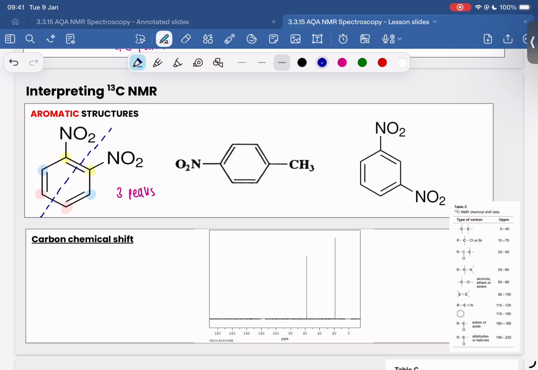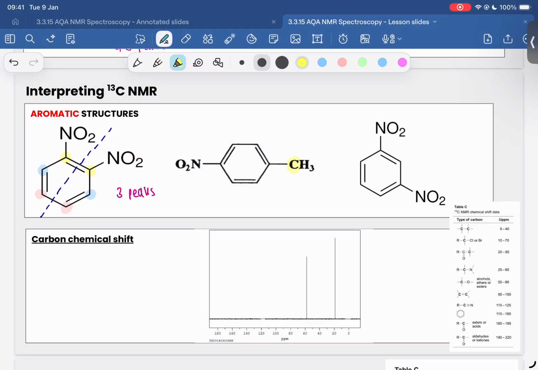Then, moving on to the next one, I'm going to pretend to draw a line of symmetry in the center, but you can see here that this is actually not a line of symmetry because you've got 2 different groups. So you've got a methyl group on the right and then an NO2 group on the left. So you can't really draw a line of symmetry there, but you can still use that to help inform your understanding. So here, this is going to be 1 carbon environment, right? Because there's a CH3 and that's a carbon.